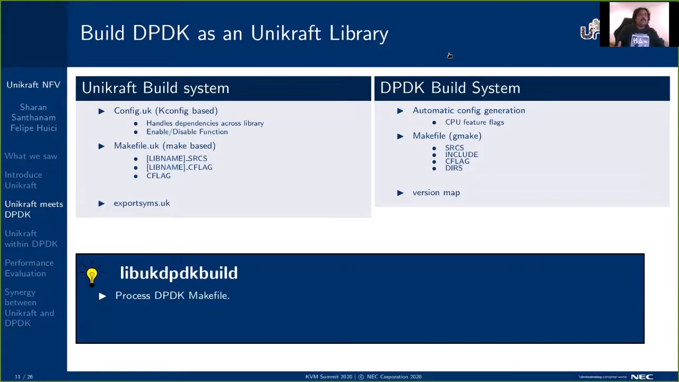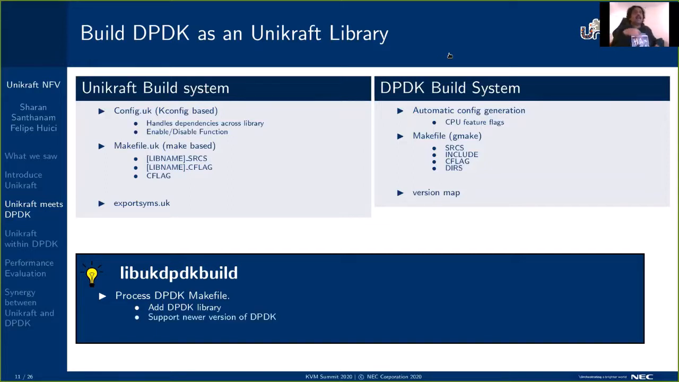So in order to address these differences, we came up with a solution using a typical Unikraft approach, which is to build a library around it. We came up with this library called the DPDK build library. What it does is it processes the makefiles of DPDK and translates them to makefiles understandable to Unikraft. The advantage of doing it is we can add a DPDK library as such to Unikraft, and Unikraft can then translate all its necessary dependencies to a Unikraft build system understandable makefile.